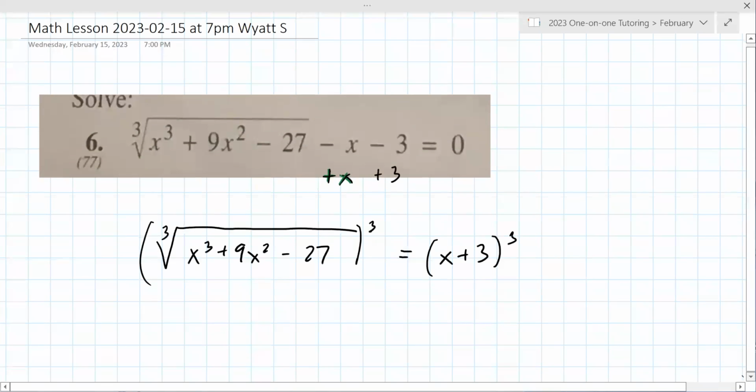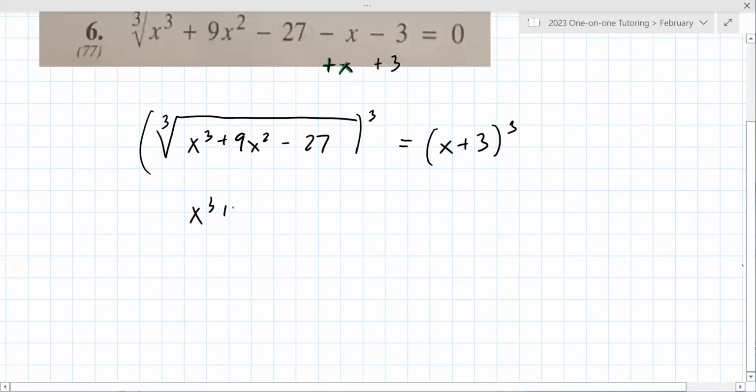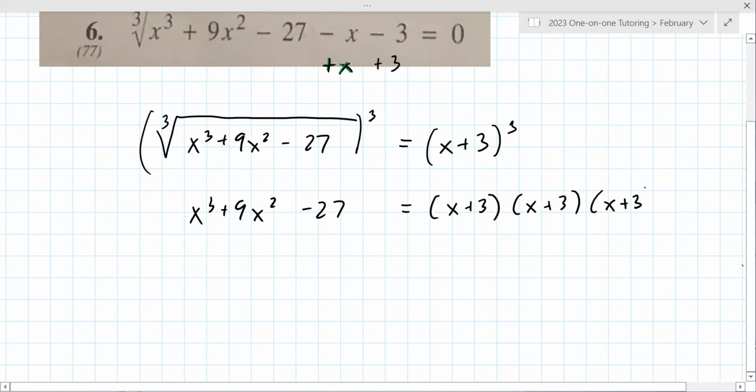All right, now x cubed plus 9x squared minus 27 equals, you do have to cube this x plus 3 cubed. So the most efficient way to do it is to use a formula if you had like a reference sheet for it. Otherwise, you got to FOIL and then multiply again.